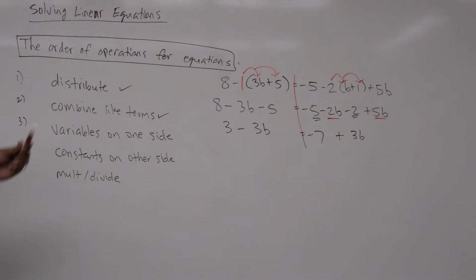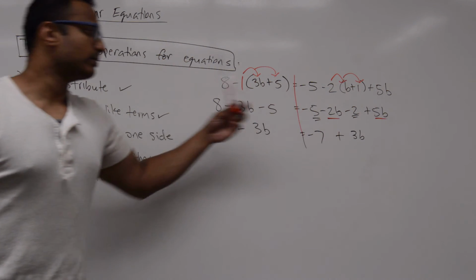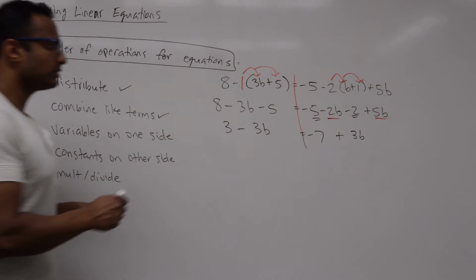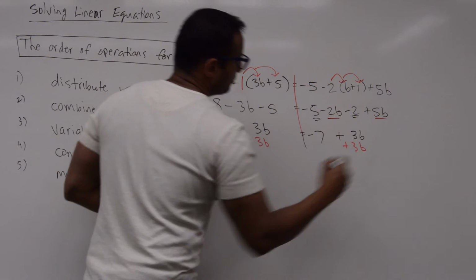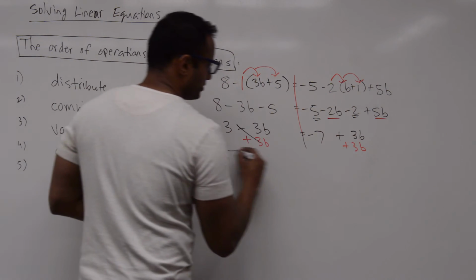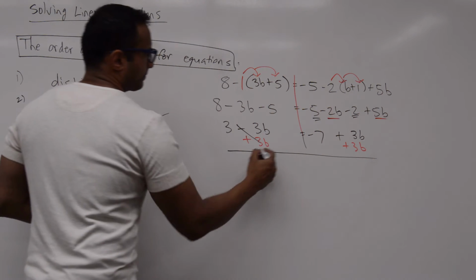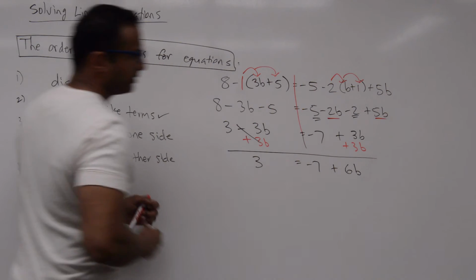Now we have a choice. We move all the variables to one side. So we can either take the negative 3b, move that to the right, or take the positive 3b, move it to the left. So again, it's easier sometimes to keep things positive. So I'm going to add 3b to each side. And you could have done it the other way too. It would not have made a difference. So we're going to get 3 is equal to negative 7 plus 6b.